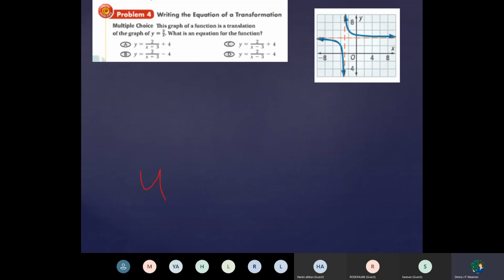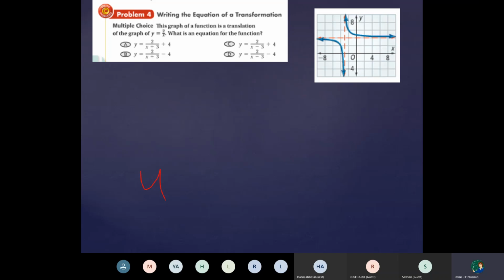Okay, now today we will continue problem 4. We're talking about what I have to do if I want now to draw. I will repeat. In the previous lesson, we talked about the transformation, and how the graph will be if it's shrunk, stretched, or translated. Now here I have to talk about the translation.